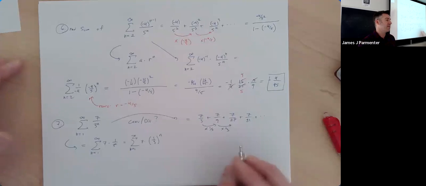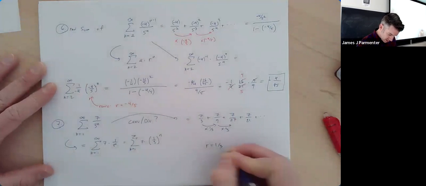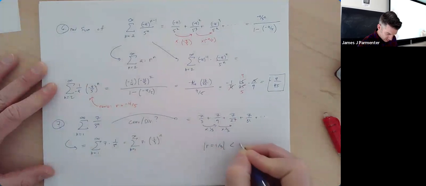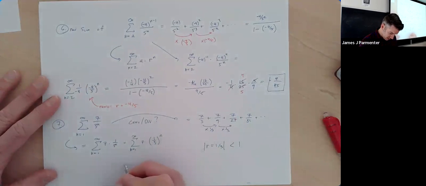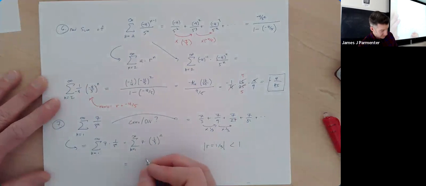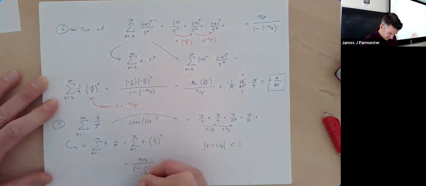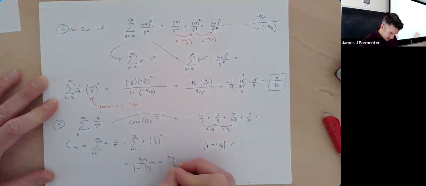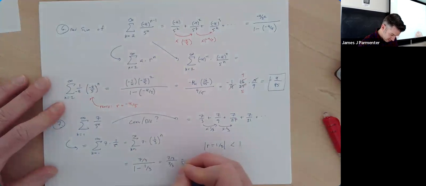Or I should say a number that's between -1 and 1, right? My ratio, which is 1/3, its absolute value is less than 1. So yeah, this is going to converge, and it's going to converge to the first term, 7/3, over 1 minus the ratio, which is 7/3 over 2/3. You can either flip and multiply or just see that the denominators cancel and get 7/2.